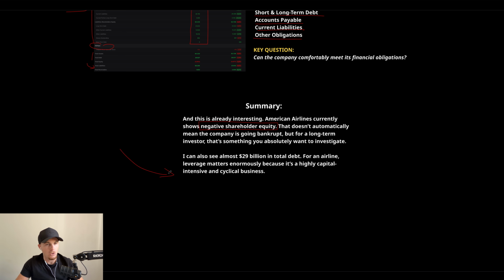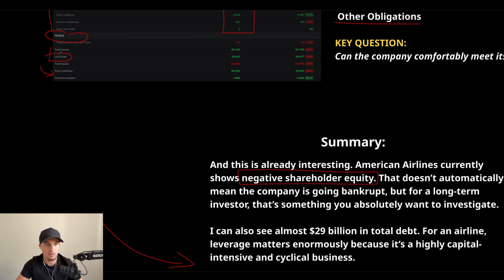However, you should notice something. You can now see that almost 29 billion is the debt. Basically, the total debt is about 29 billion for American Airlines. And this is visible here. You have the total debt in this part, and if you check this line, you have basically 28.9.